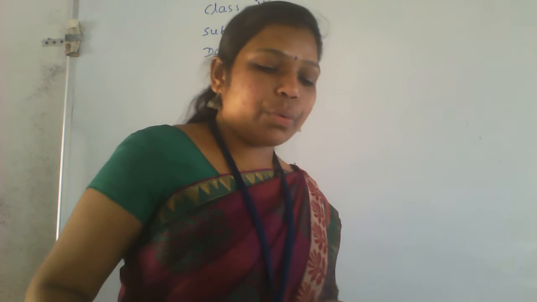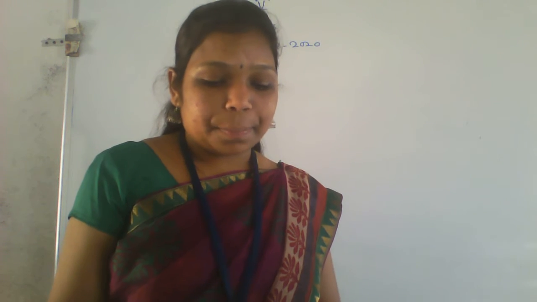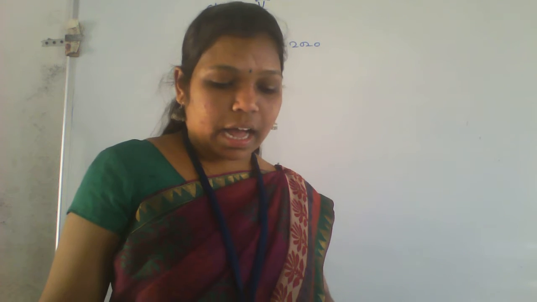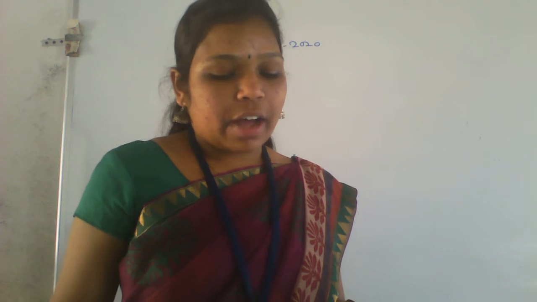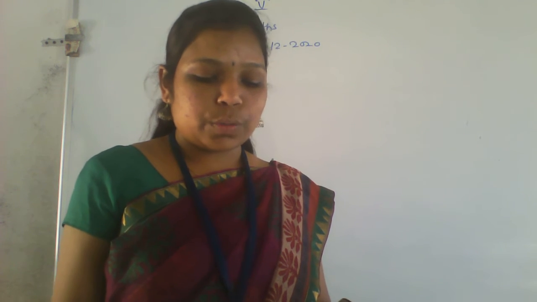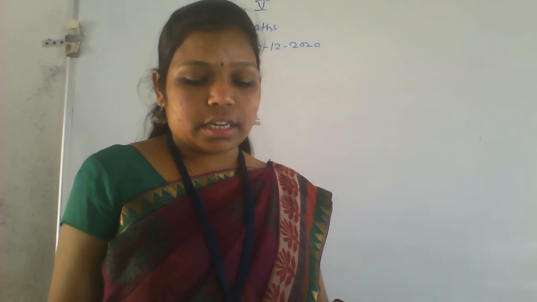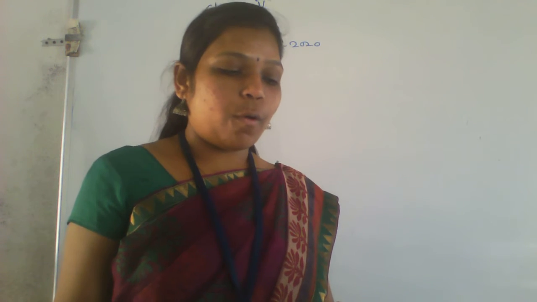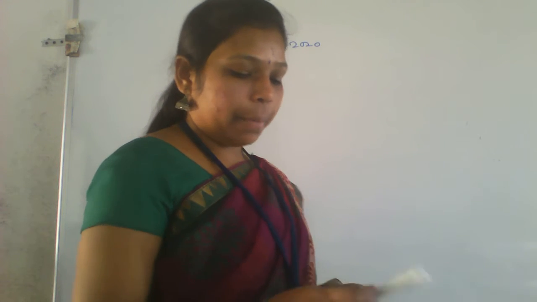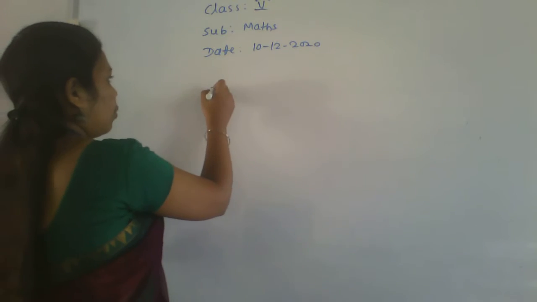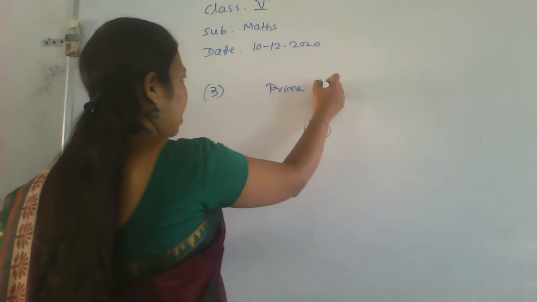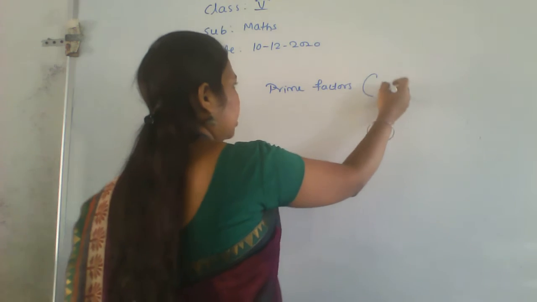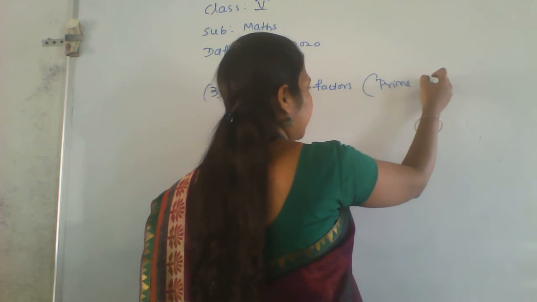Okay. So now we are going to study writing the prime numbers between, that is already over. Now go for the third one. 3.2, third one. Find the prime factors using the prime factorization method of the following numbers. Okay. So we have to find the prime factors using the prime factorization method.